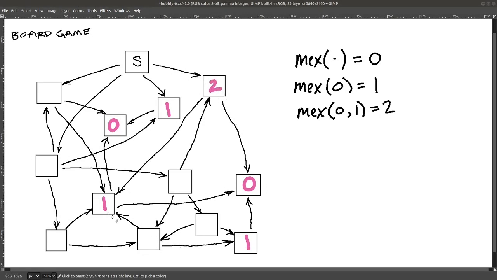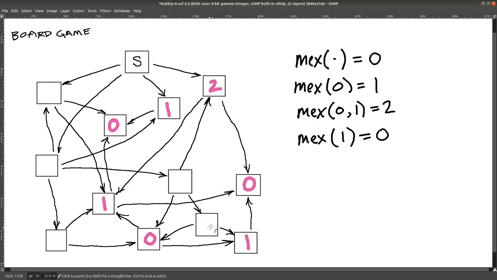This state here has two outputs, and both of them have a number of 1. So the value for this state is going to be MEX of 1, which is 0. Okay, if you haven't guessed the rule yet, MEX stands for minimum excluded. It's the smallest number that does not appear in this set. So in every case, we want the smallest number that you cannot reach from that state.